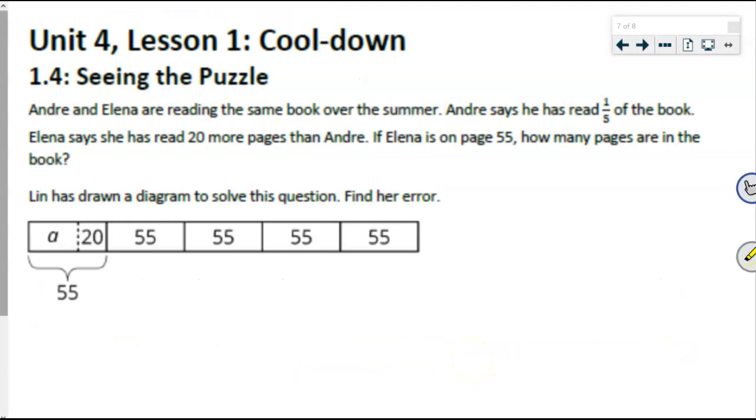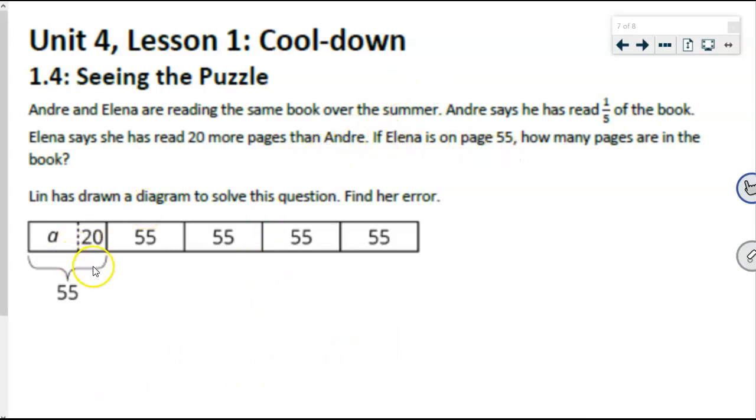Let's just finish up here with this cool down. That's why I wanted, on number 2, I wanted you to focus on that model because we see that model here in our cool down as well. Andre and Elena are reading the same book over the summer. Andre says he has read 1/5 of the book. Elena says she has read 20 more pages than Andre. If Elena is on page 55, how many pages are in the book? Lynn has this diagram drawn in order to answer this question, but there is an error. Will you find Lynn's error? Pause the recording until you've had a chance to look at this and think about this.